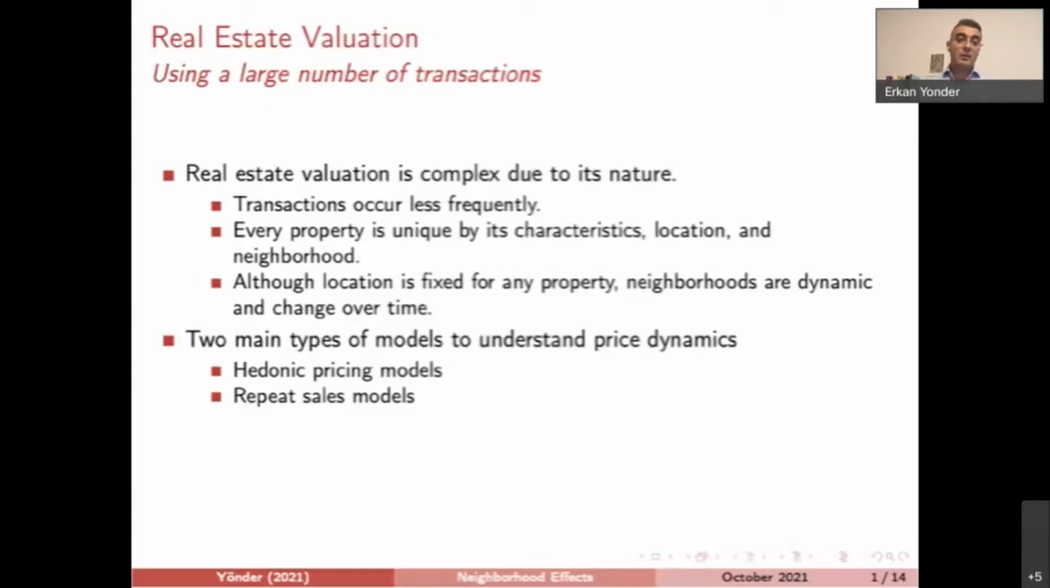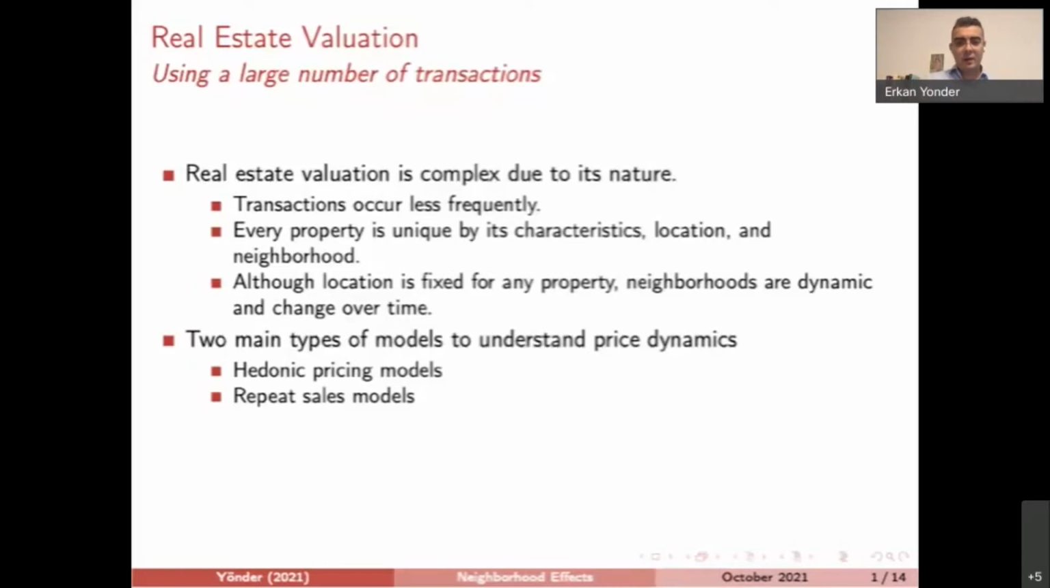And in the repeat sales model, the model benefits from the fixed characteristics of real estate. In this type of model, we need to have multiple transactions at different times for the same property, so that keeping the characteristics of a real estate constant, we can look into the price change from one time to the other, and then we can understand the price dynamics.